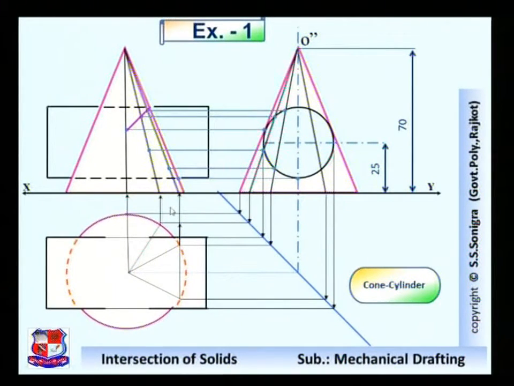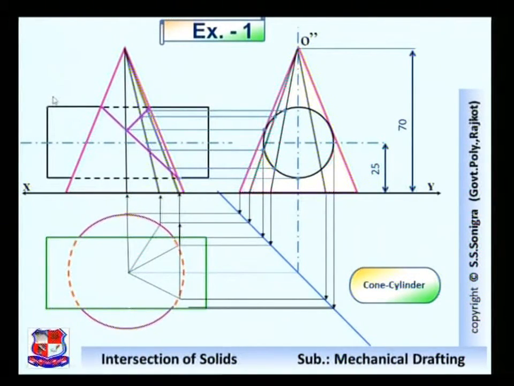But here, if we join with a smooth curve, all the points will come on a straight line. So alternatively, we can join all these points with a straight line as well, because here this circle touches the edges or true length of this cone. Hence here straight lines are there. Otherwise it would be a smooth curve. Now the same steps should be repeated to draw the same curve on this side.